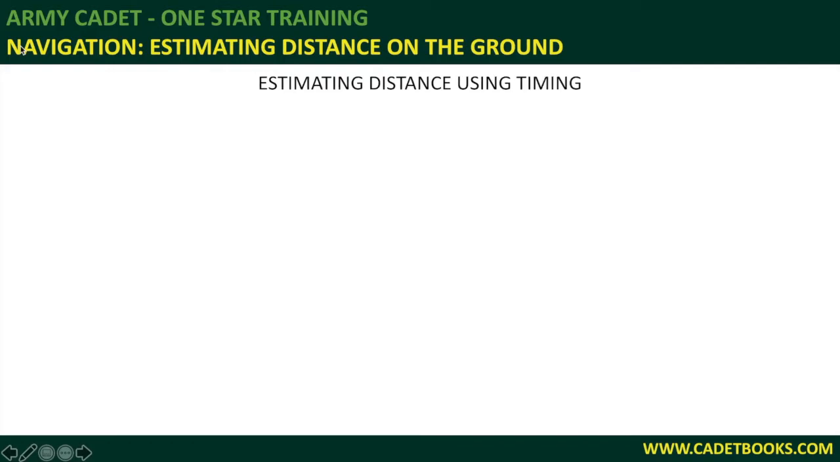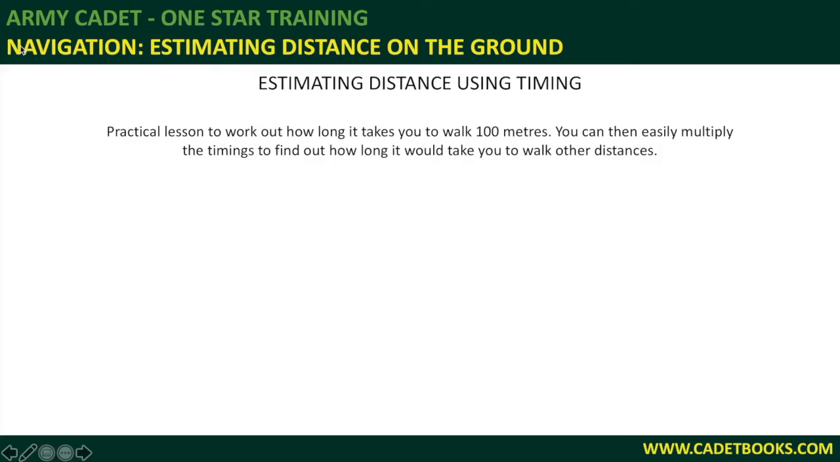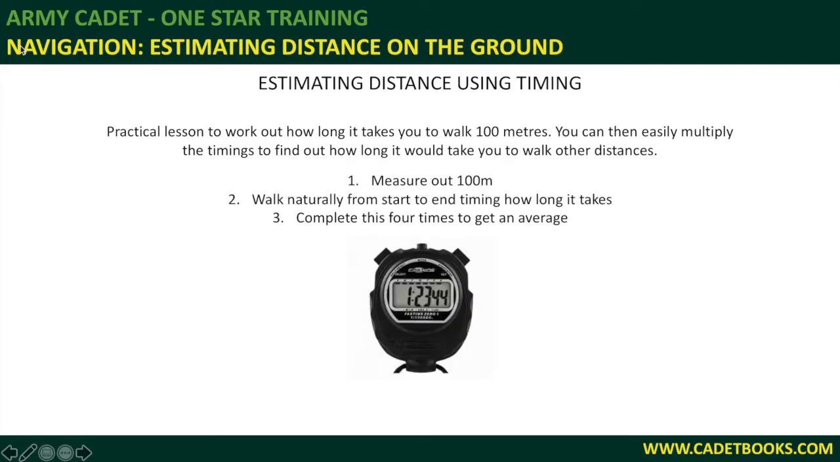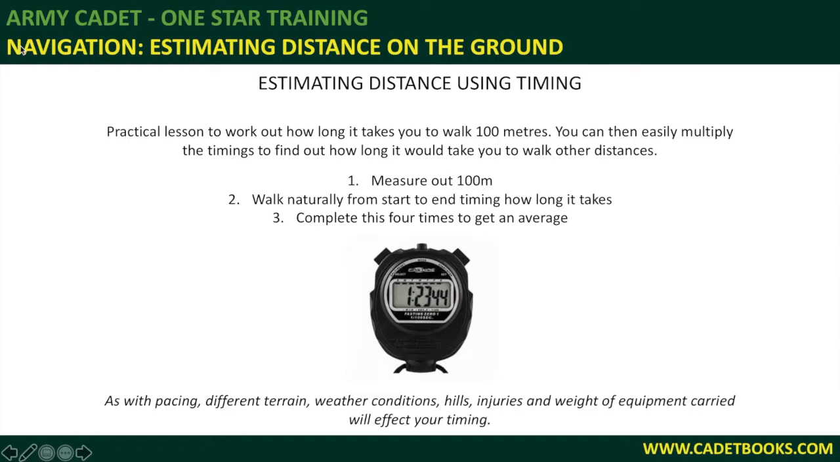Estimating distance using timing. This is a practical lesson to work out how long it takes you to walk 100 metres. You can then easily multiply the timings to find out how long it would take you to walk other distances. 1. Measure out 100 metres. 2. Walk naturally from start to end, timing how long it takes. 3. Complete this 4 times and divide by 4 to get an average. As with pacing, different terrain, weather conditions, hills, injuries and weight of equipment carried will affect your timing.